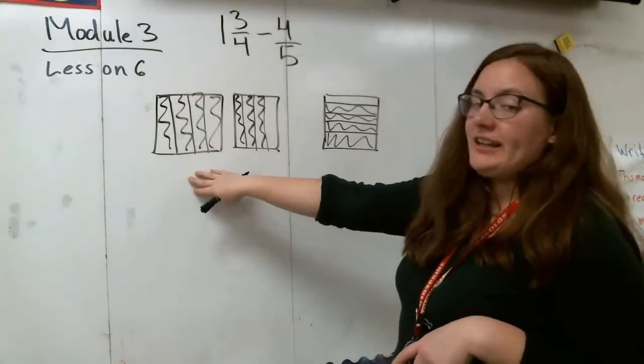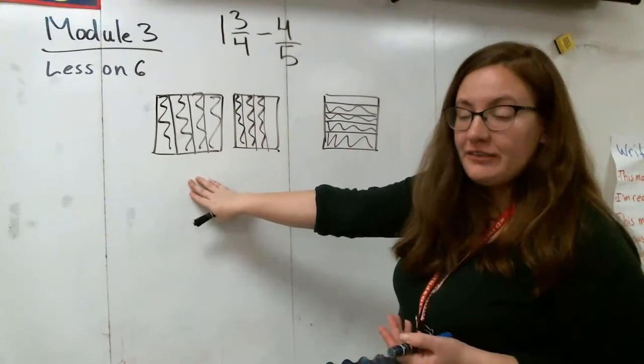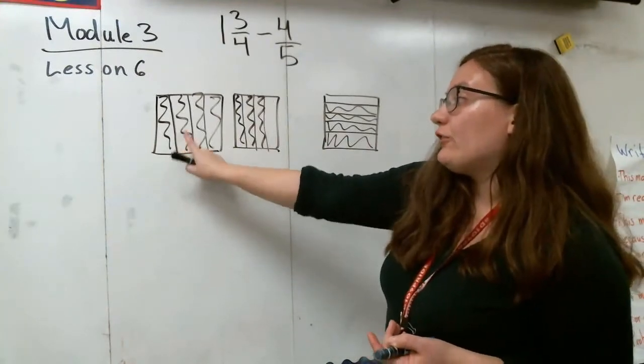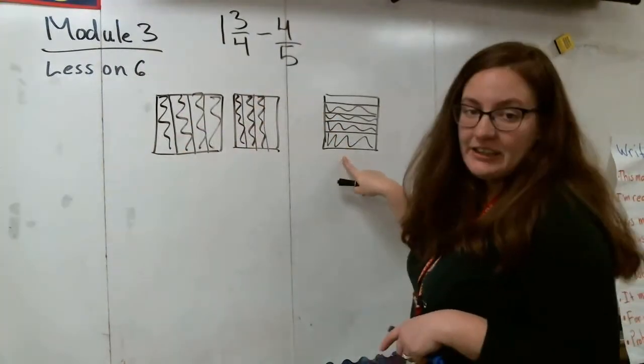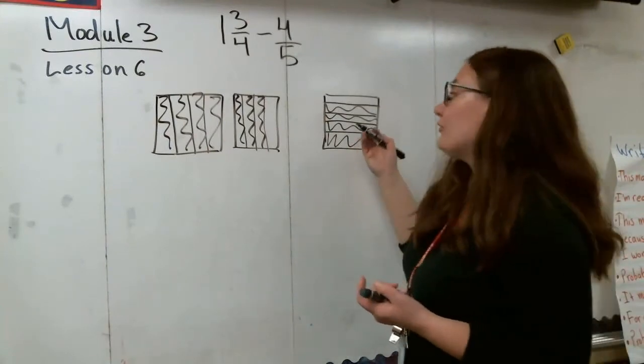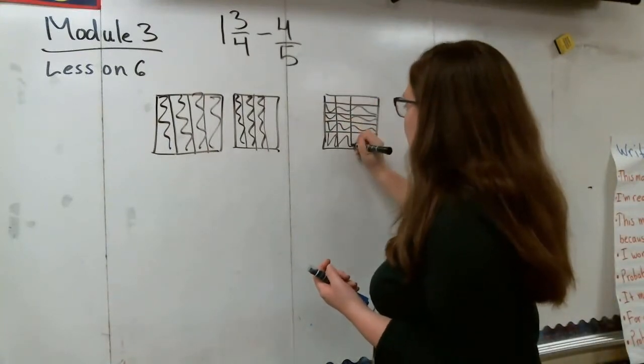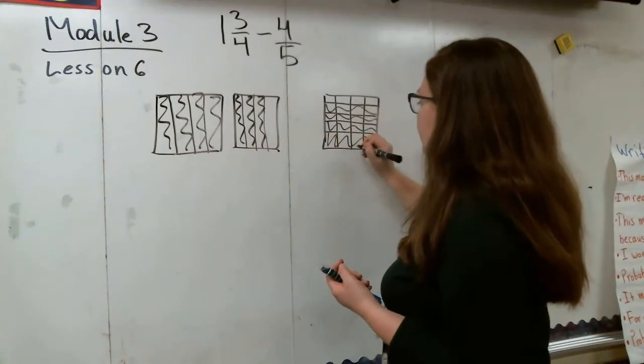So starting with this one, I think about, well, how did I cut this one up vertically? I cut this one vertically into fourths. And I need to cut this one now up vertically into fourths. So I go 1, 2, 3.